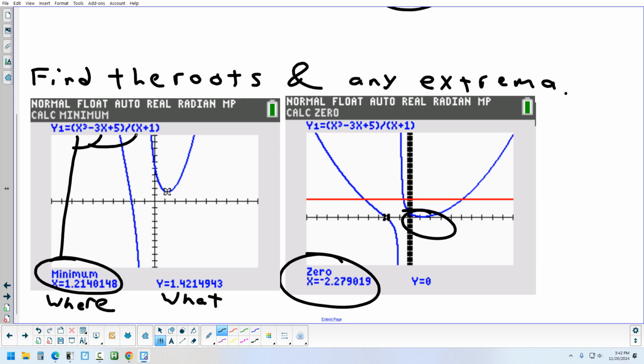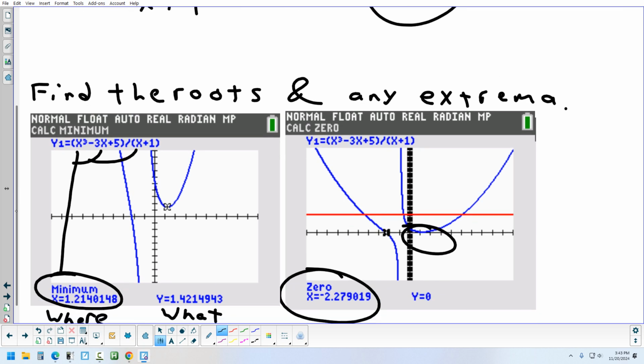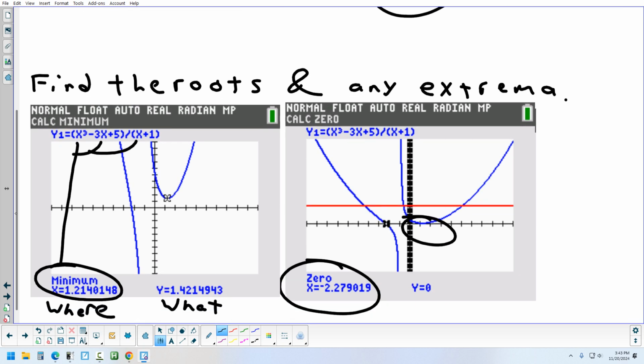So that's all I can check. If you plugged it back in, you would get that. Yeah. So the 1.21 is where the minimum occurs, and 1.42 is actually what the minimum is. That's as low as it goes. I thought it was like 1.5, but it's 1.42. This particular problem only has one local extrema, so just one.